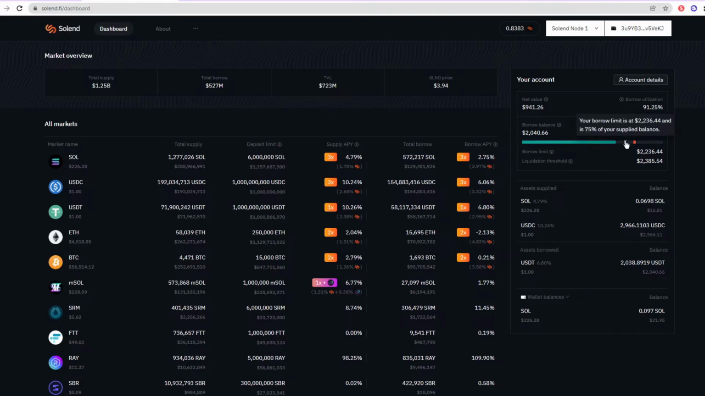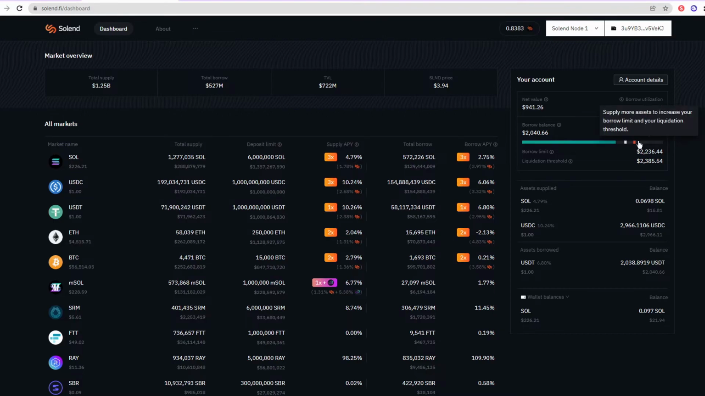There are two dots here. The white dot is your borrow limit. That means you cannot borrow more than the white line. 70%, that's it. You cannot borrow more than that. The red line is something that you need to take note of. It is the liquidation limit.